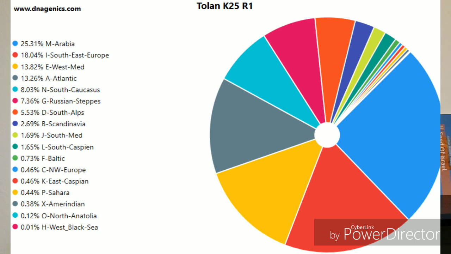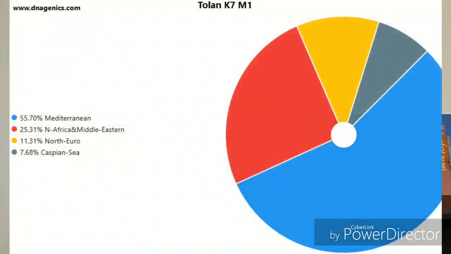So let's take a quick look at some of these other calculators. Tolan K25R1, my top population, Arabia at 25.31%, followed by Southeast Europe at 18.4%, and then West Mediterranean 13.82%, Atlantic at 13.26%. West Mediterranean, I believe, peaks in Sardinia. Atlantic peaks kind of in northern Spain, southern France. South Caucasus 8.3%, Russian steppes 7.36%. Let's take a look at Tolan K7 M1. So that gives me 55.7% Mediterranean, 25.31% North African Middle Eastern, North Euro is 11.31%, and Caspian Sea at 7.68%.